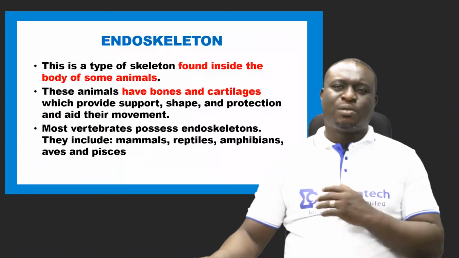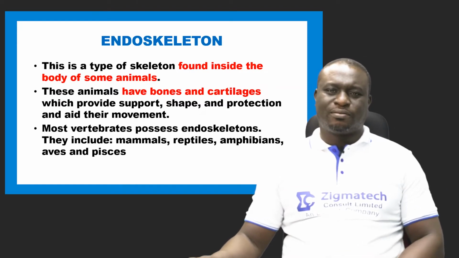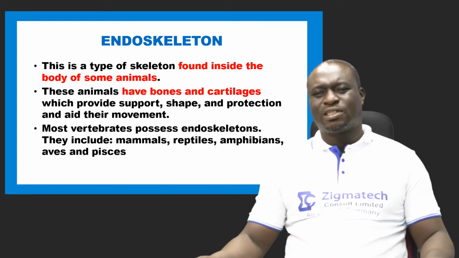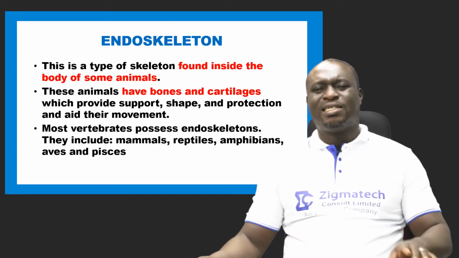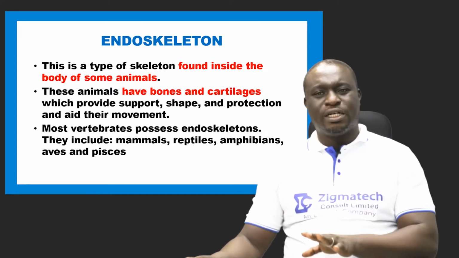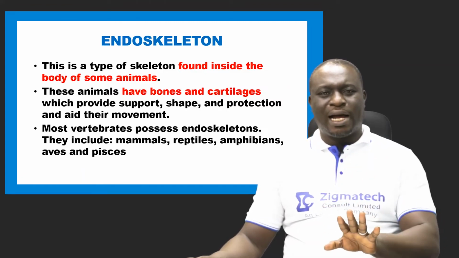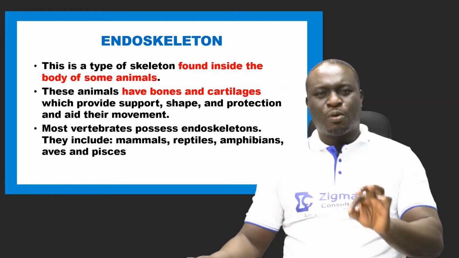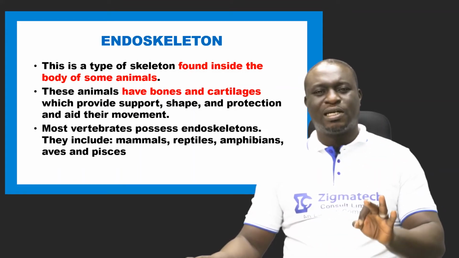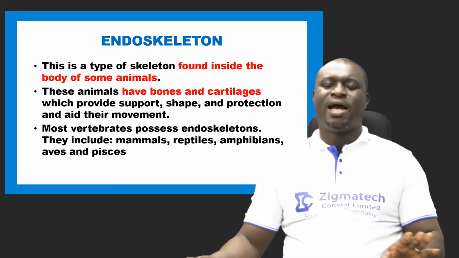Okay? Next, number 3 type of skeleton is the endoskeleton. Now, endoskeleton is a type of skeleton that is found inside the body of some animals. Mind you, what we're actually looking at is tissues and supporting systems, mostly in animals. We're not talking about tissues and supporting systems in plants. These are tissues and supporting systems in animals.